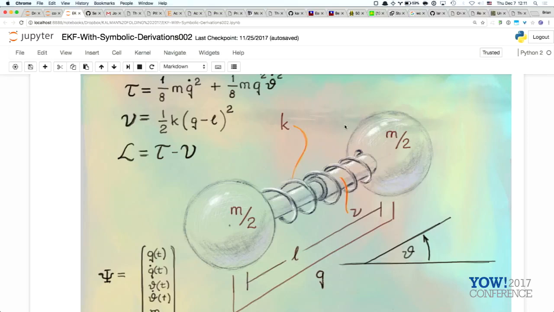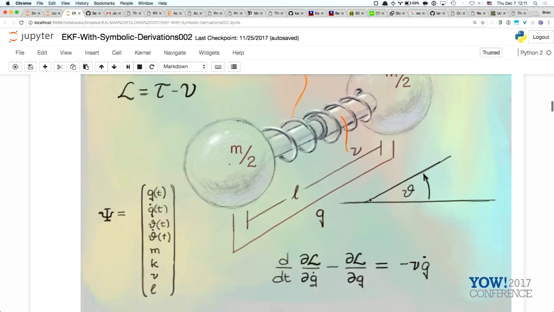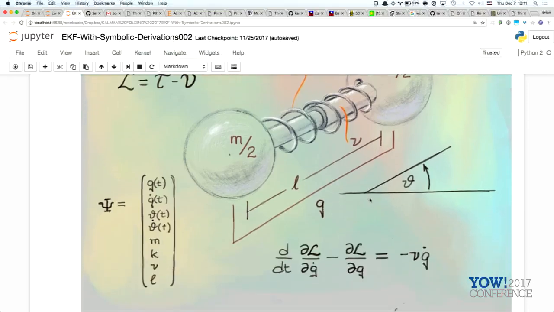There are 8 parameters here. That's represented by this big psi on the left. Q is the current extension of the dashpot. Q dot is the speed with which that extension is changing. Theta is the angle of the dashpot with respect to the horizontal. Theta dot is the angular velocity. And then I have 4 parameters, m, k, nu, and l: mass, spring constant, damping constant, and resting length.